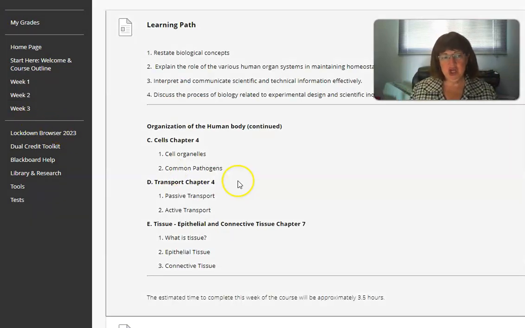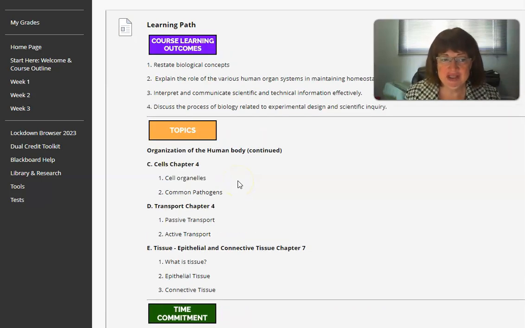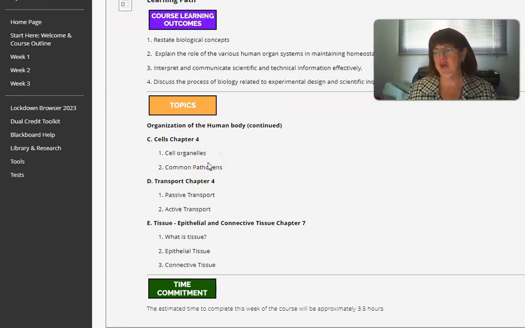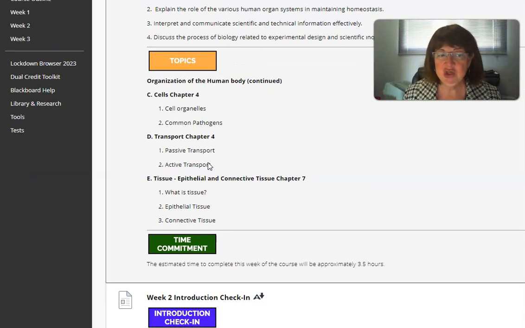In week 2, we talked about 3 different topics. We talked about cells and then organelles and pathogens within the cell. Then we talked about transport throughout the cell. 2 types of transport: passive, which doesn't require energy, and you're going from high concentration to low concentration, and active, which does require energy because you're moving things up a concentration gradient.